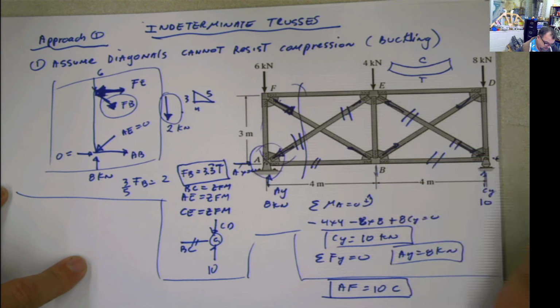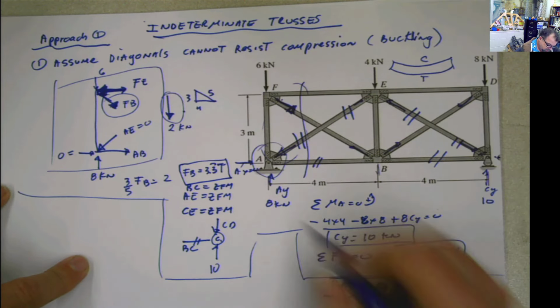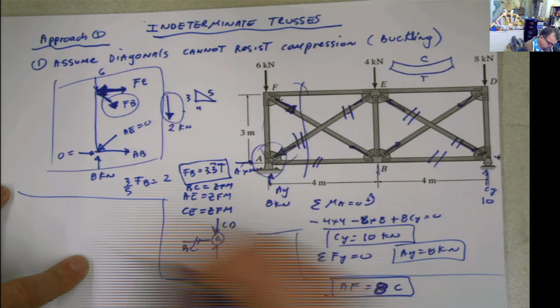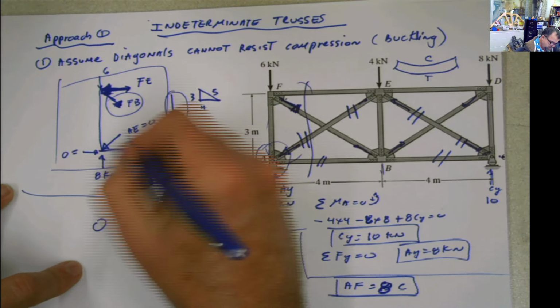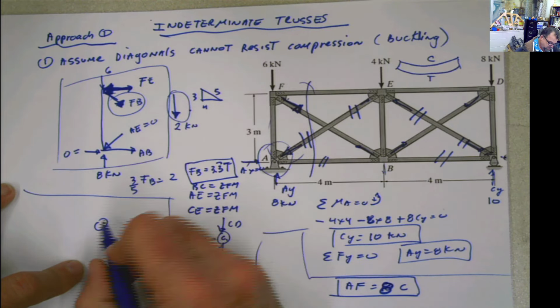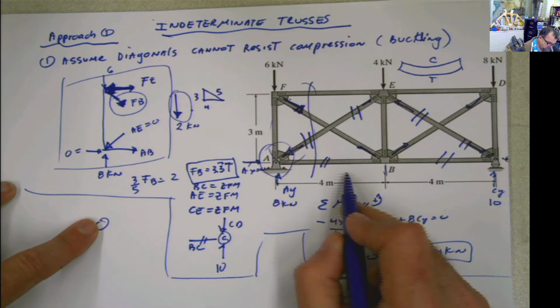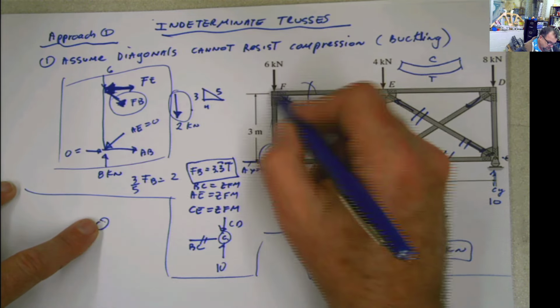AF, 10 in compression, same as, I'm sorry, 8. 8, because this is 8, right? If you have doubt, just put the joint, well, the joint is here, right? This is 0. It has to be 8 in compression, like that. Now, AB, 0, if you look at this joint. And now you move to this joint.